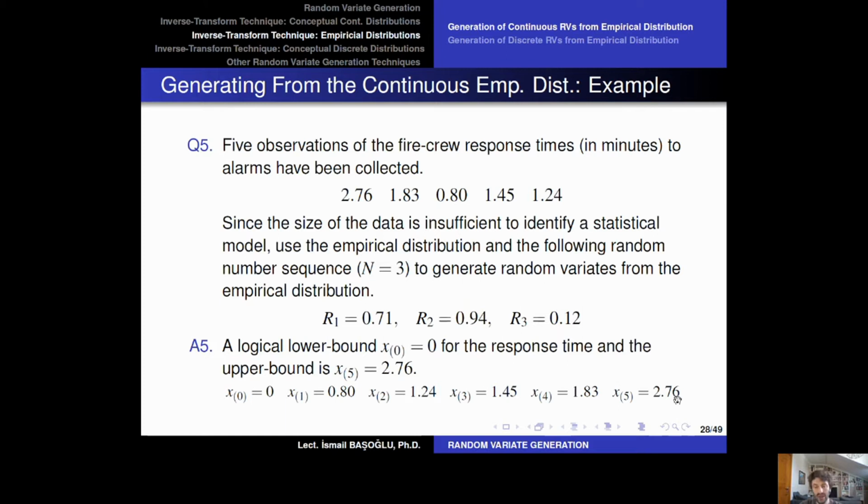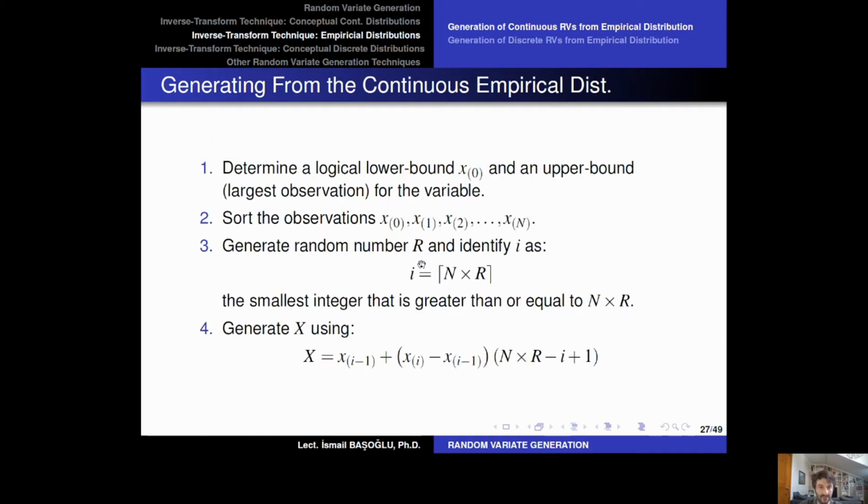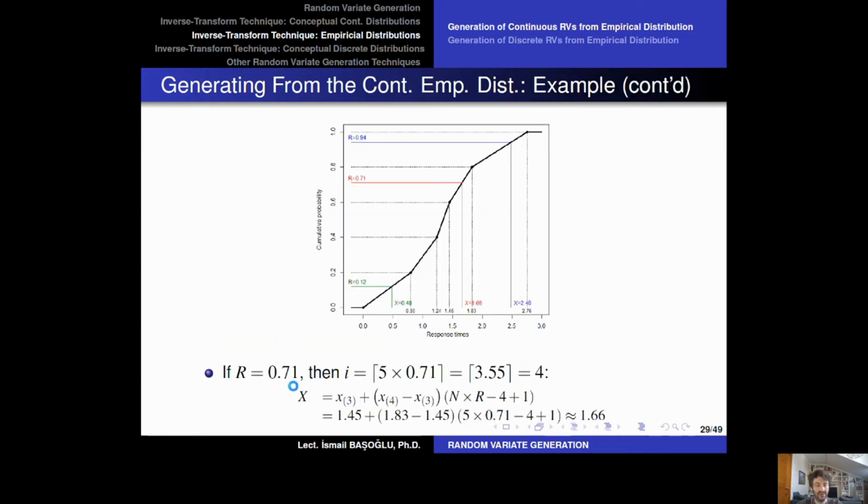All right. In the next step, if we want to convert a random number to a random variate using the empirical distribution, first we need to identify an index, and we are going to use the random number and the order statistics corresponding to that index and the previous index to generate the random variate. So let's do that. If you check R1, our first random number is 0.71 here.